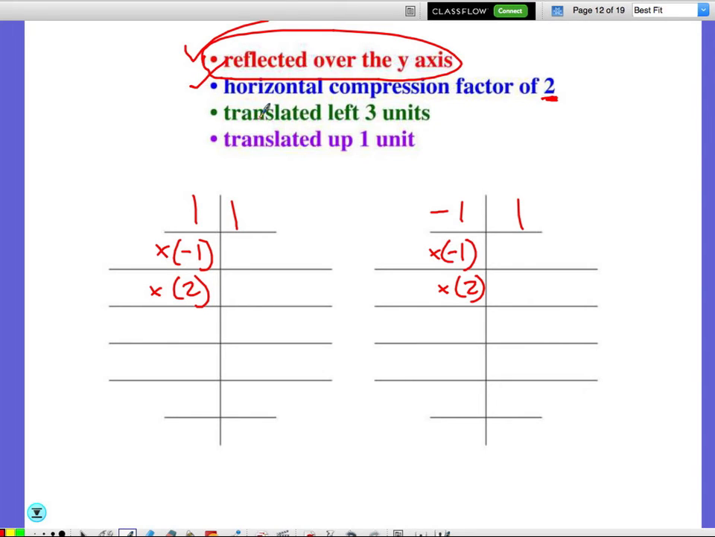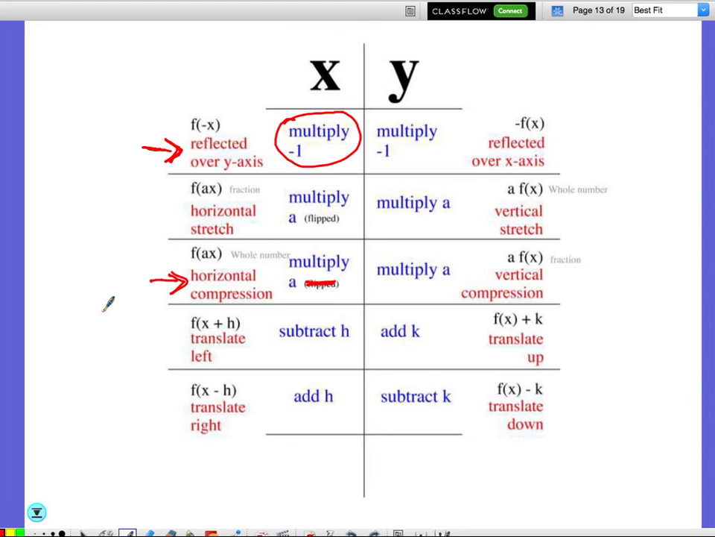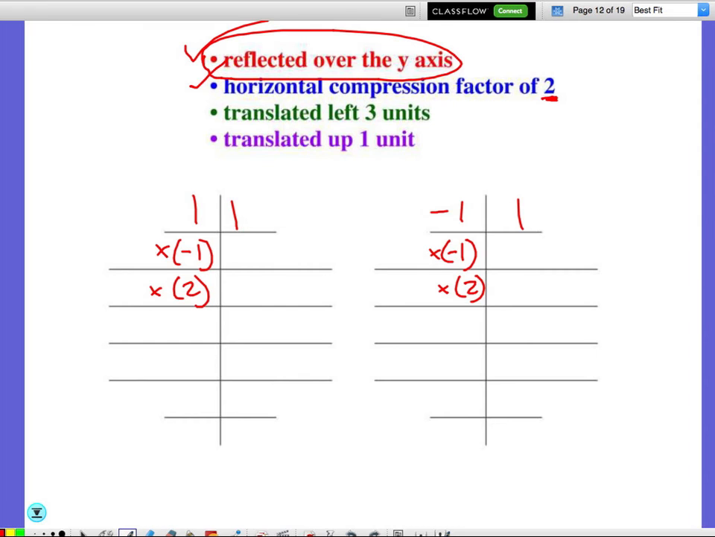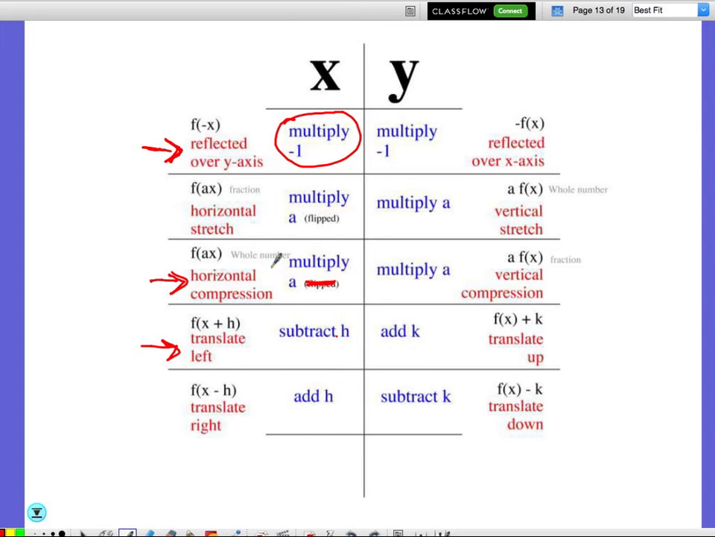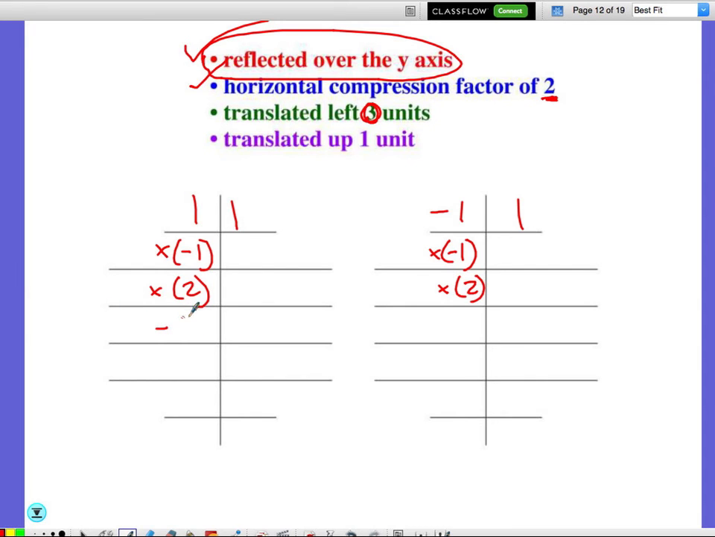Next thing to do is translate left 3 units. So let's look at our chart here. Translate left. Here it is. And it says to subtract h. Well, what is h? That's the number that we're translating by. So in this case, we are subtracting 3. And remember, this is on the x coordinate. So I'm going to go ahead and put minus 3. Subtract 3. Alright, and we have one more transformation.